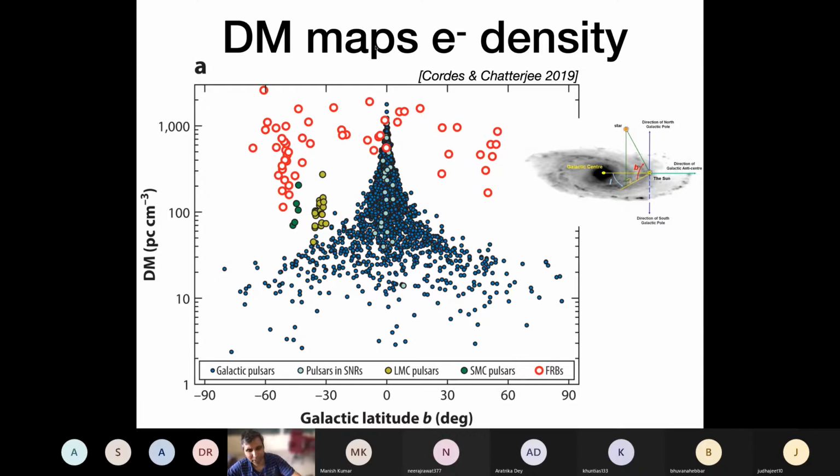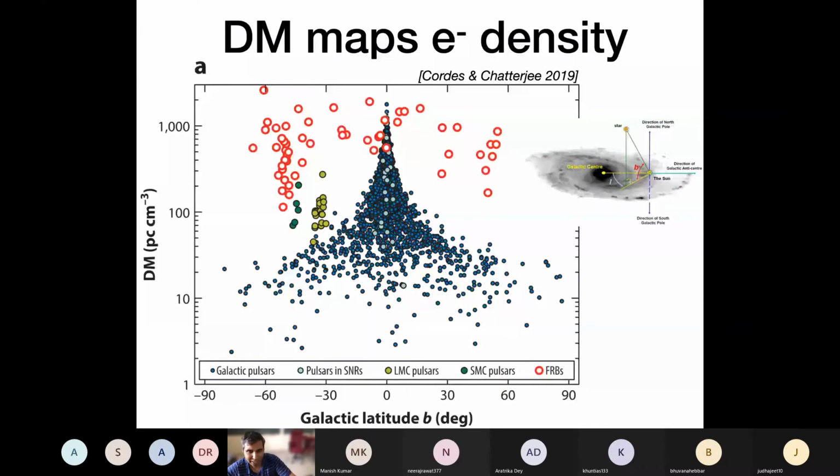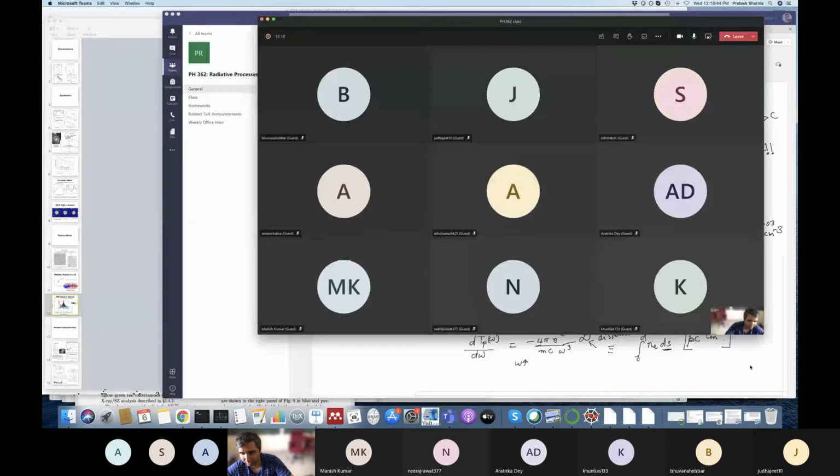Can someone explain to me how we obtain this? This looks almost like a mathematical curve. The data is distributed as if it were a mathematical function. Can someone explain to me how we can get this? Recall, all we are doing here is n times the length along the line of sight.